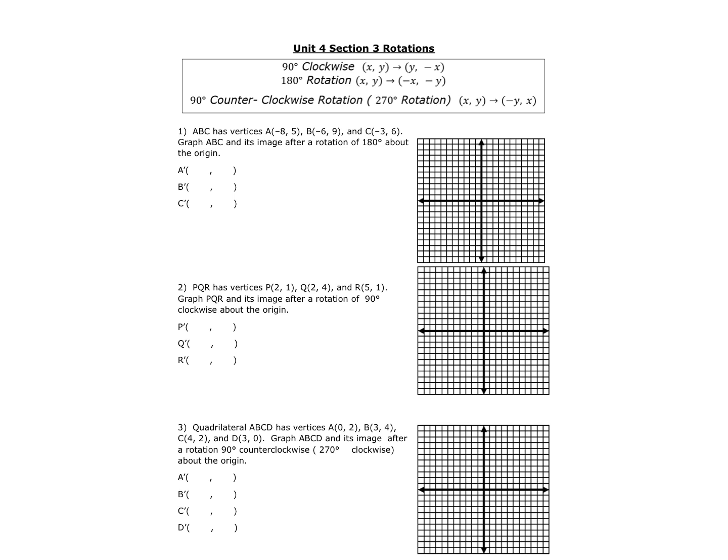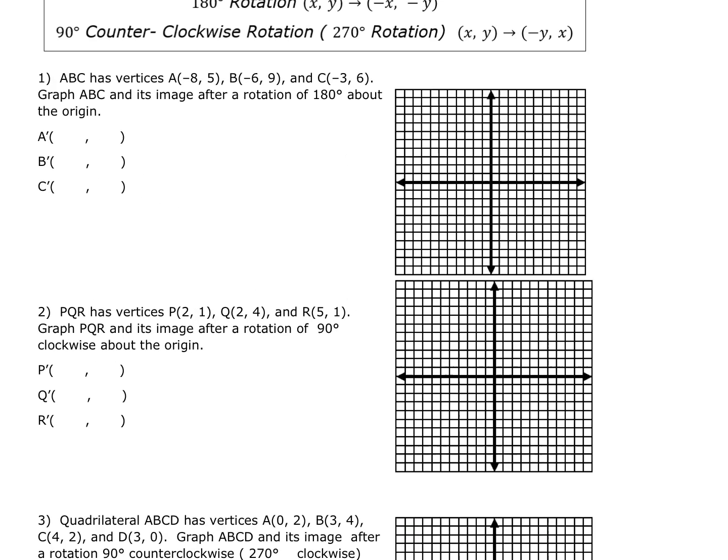For our 180 degree rotation, we're going to take our x and our y, we're going to leave them in the same spot. We're not going to have them trade places, but they both become the opposite of what they were before. And then for a 90 degree counterclockwise rotation, which is the same thing as a 270 degree clockwise rotation, we're going to flip the place of our x and our y, and this time our y becomes negative. Okay, so let's look and see how this plays out.